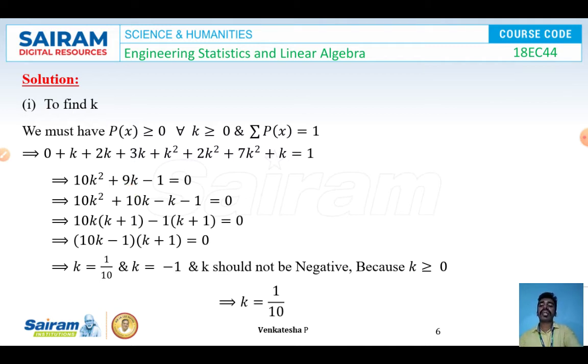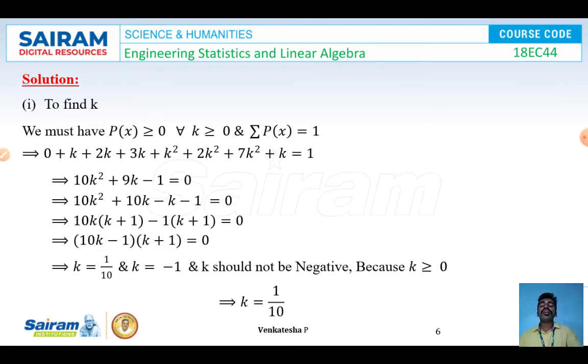So now I got the equation 10k square plus 10k minus k minus 1 is equal to 0. Taking 10k common factor from the first two terms, I'll get 10k into k plus 1. From the last two terms I will take minus 1 common factor, getting minus 1 into k plus 1 is equal to 0. From these two I'll take k plus 1 common factor, and I'll get 10k minus 1 into k plus 1 is equal to 0. On simplifying this, we'll get k is equal to 1 by 10 and k is equal to minus 1.